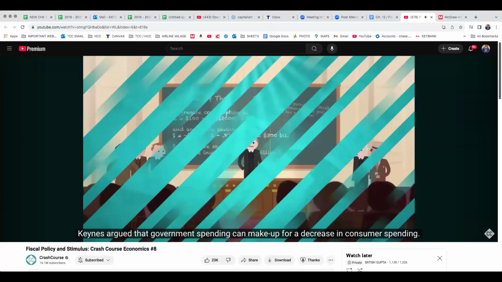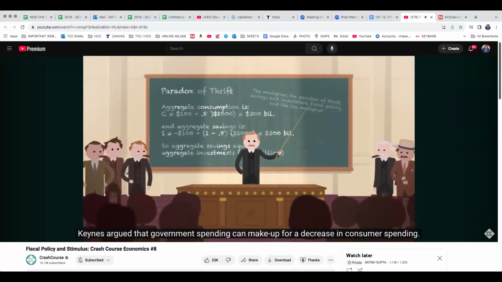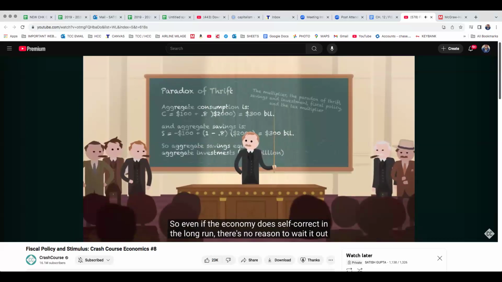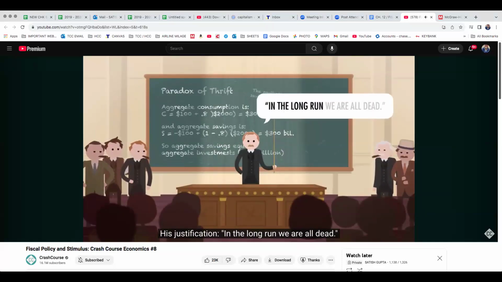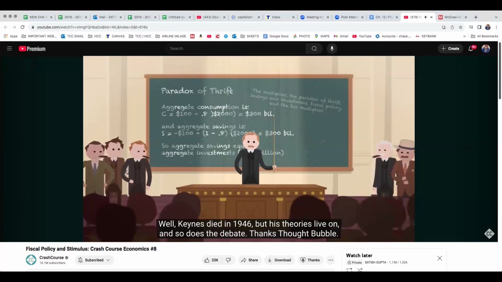Keynes argued that government spending can make up for a decrease in consumer spending. So even if the economy does self-correct in the long run, there's no reason to wait it out. His justification? In the long run, we're all dead. Well, Keynes died in 1946, but his theories live on, and so does the debate.